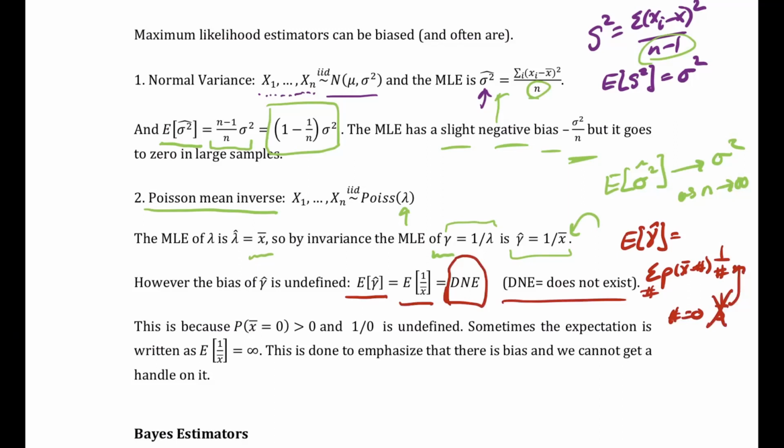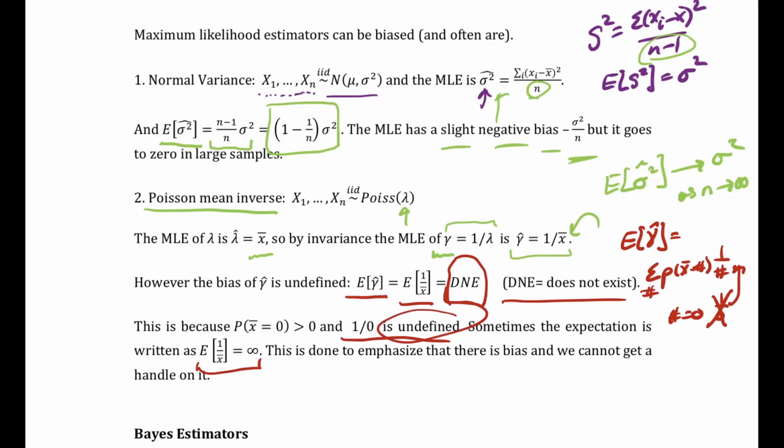Because there's a chance that you may run a study, and for a Poisson distribution you think about counting events, you may run a study and see no events ever. It's not very likely to happen often, but it's possible, and because it's possible, when you take a weighted average of all the possibilities, you have to take a weighted average including 1 over 0, and 1 over 0 is undefined. So this expectation is sometimes written as equal to infinity to emphasize that this thing really doesn't exist. There's a bias, and you can't get a handle on how big the bias is. So we write it like this.